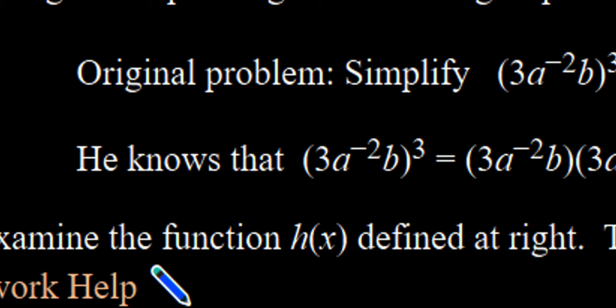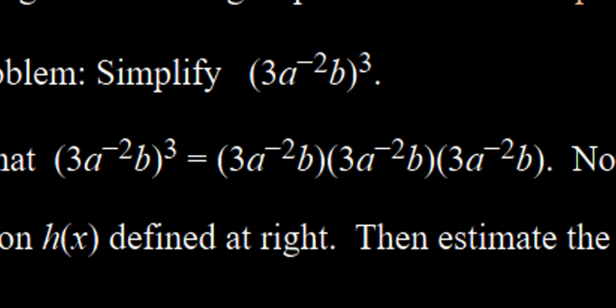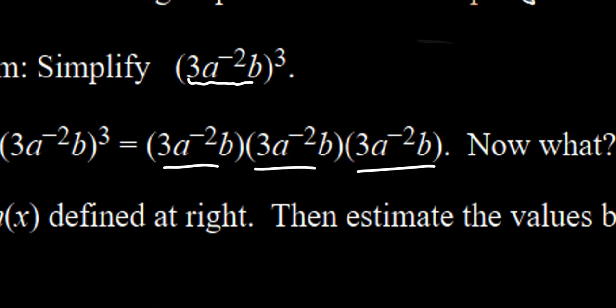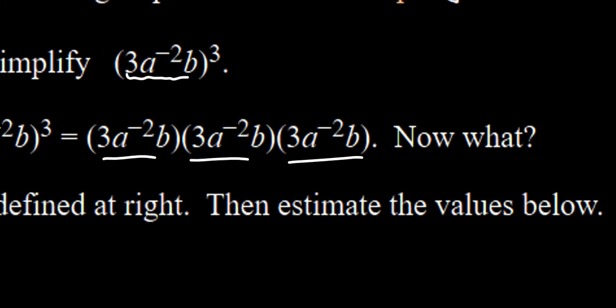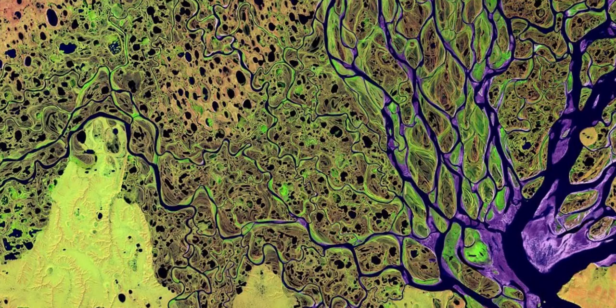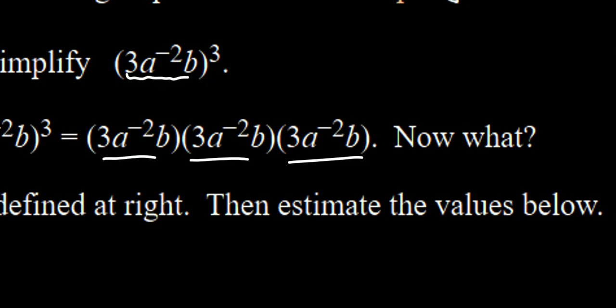So it says he knows that if you have this thing being raised to the third power, it's 1, 2, 3 copies of those factors. So now what? Well, if I look at this, this is all multiplication, and I could reorder some of the factors so maybe it would look better. So I've got 3 factors of 3. That would look like a 3 times a 3 times a 3.